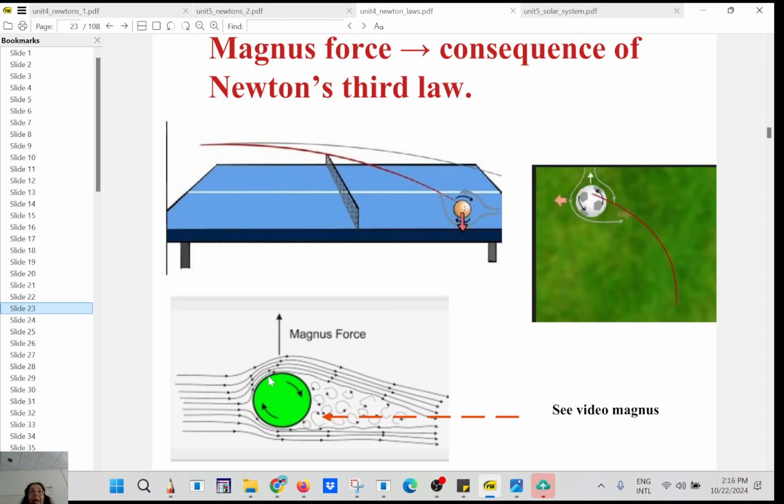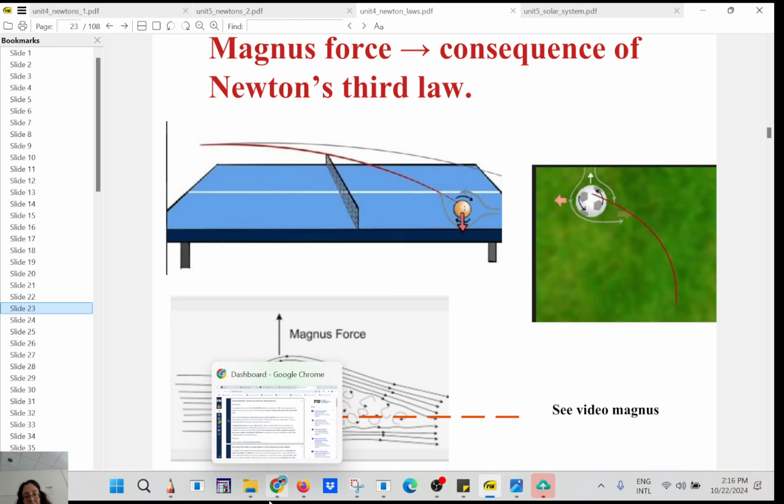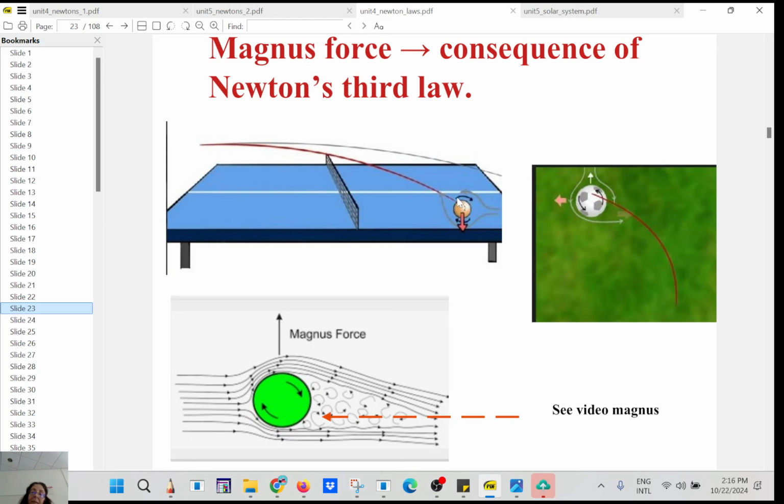So what's going to happen to the air? The air is deflected down and the ball wants to go forward, but for every action you need to have an opposite equal reaction, so the ball is going to be deflected up. If you play ping pong, for example, here you have a top spin, and what's happening to the air? The air is deflected up, so the ball will be deflected down.